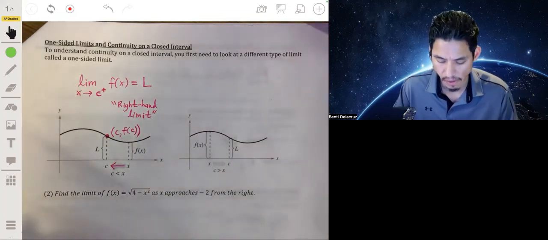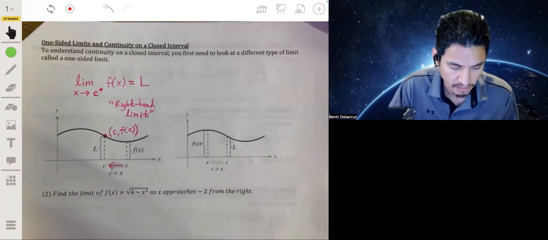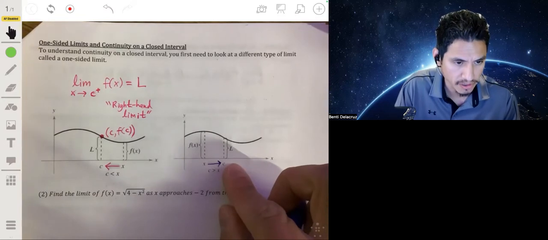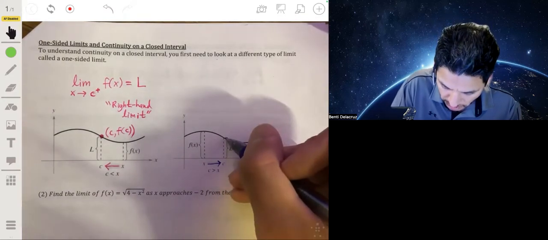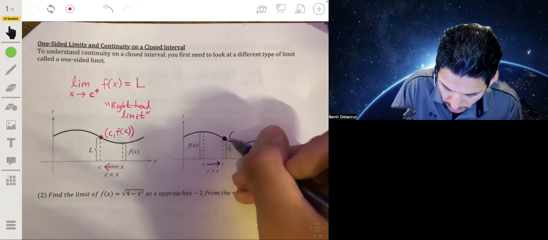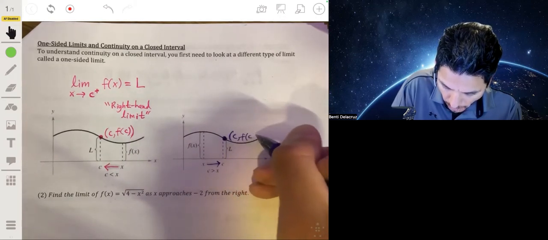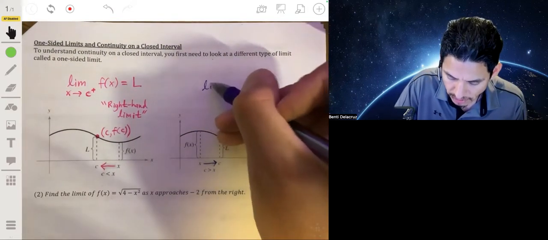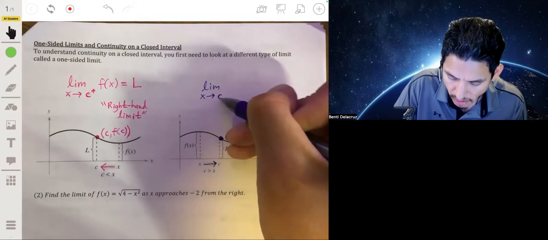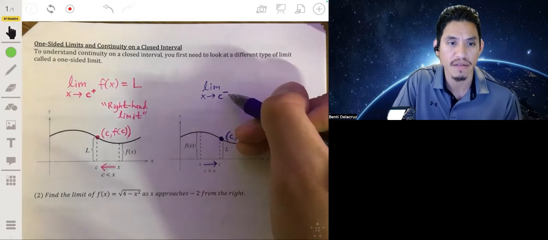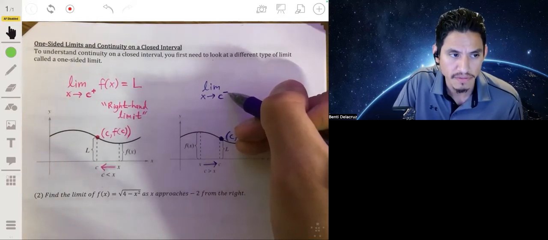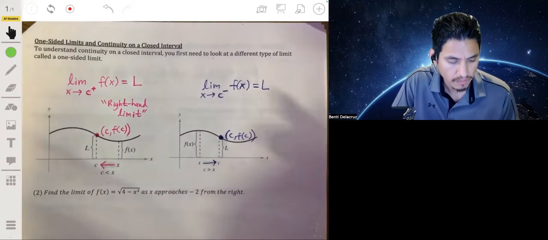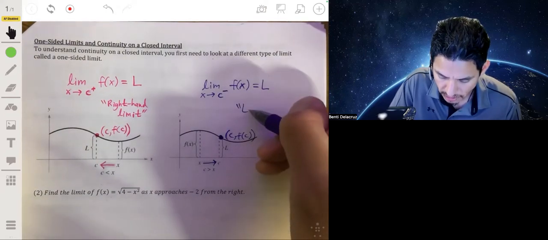Now let's look at the other side. If we're coming from the left side, we're approaching c from the negative side. They're going in this direction, and we're still getting to that point, c, f of c. So what we say is that the limit as x approaches c from the negative side, and we use a negative symbol in place of the positive symbol, of f of x is equal to L. And likewise, we also call this the left-hand limit.